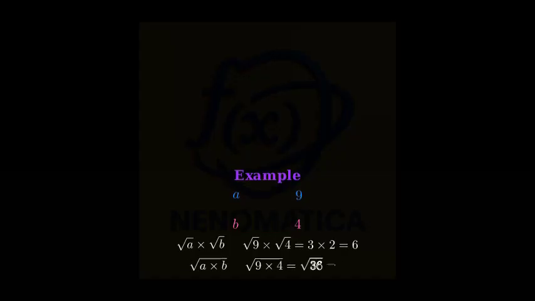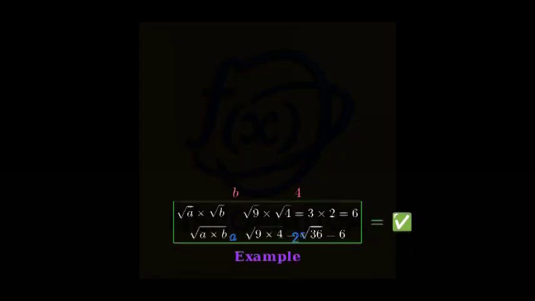Our first example has the values a equals 9 and b equals 4. For the first method, we calculate the square root of 9 times the square root of 4. The square root of 9 is 3, and the square root of 4 is 2, so we get 3 times 2, which equals 6. For the second method, we first multiply 9 times 4, which gives us 36. Then we take the square root of 36, which is 6. As we can see, both methods give us the same answer, 6. Let's look at another example.